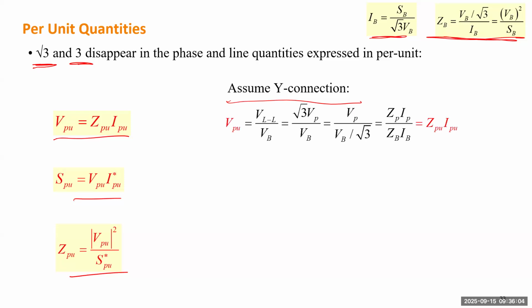So with the Y connection, we want to prove the first formula: the V per unit will be the actual line-to-line voltage divided by the line-to-line base. Line-to-line voltage is this factor, the root of 3, times the line-to-neutral voltage, divided by the line-to-line base. Then we move this factor down, so that makes the denominator the line-to-line voltage divided by root of 3.